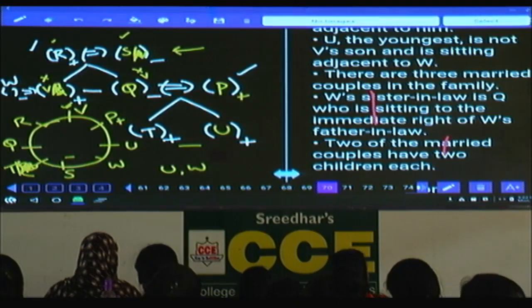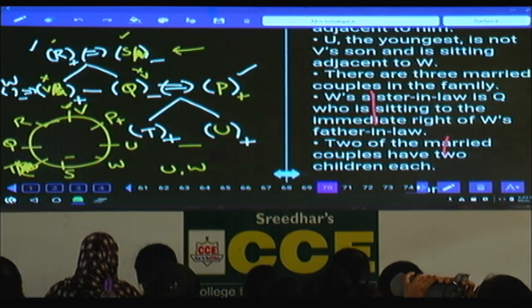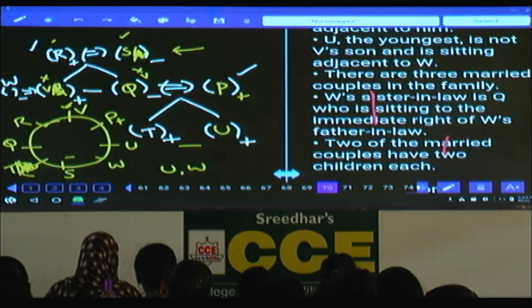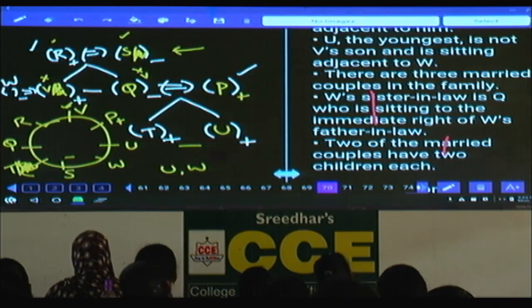R, the eldest in the family, is sitting third to the left of his wife. Who is the wife of R? S. R is sitting third to the left of his wife. There are 5 males and 3 females.